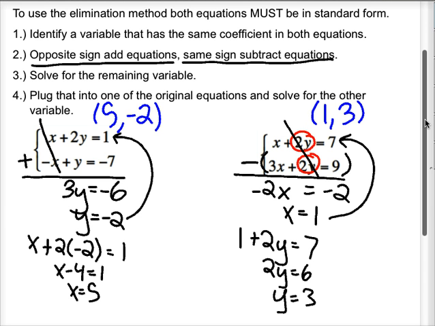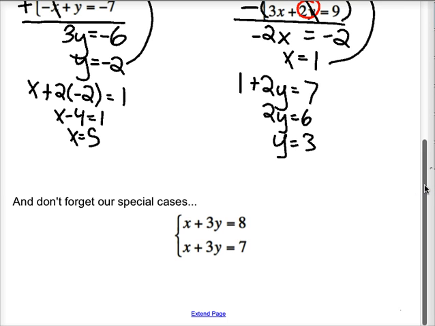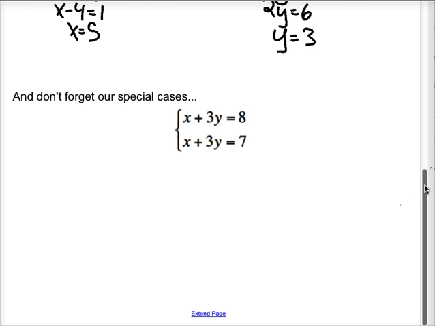All right. Now to finish up here, I do want to do an example of the special cases. So recall the special cases are when the variable completely drops out. Now let's take a look at how that happens. So here, notice both the x's and the y's have those common numbers, okay? The x's both have a coefficient of 1, the y's both have a coefficient of 3. So because they have the same signs, I'm going to subtract the equations.